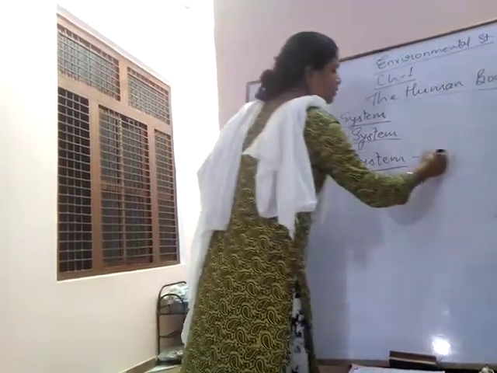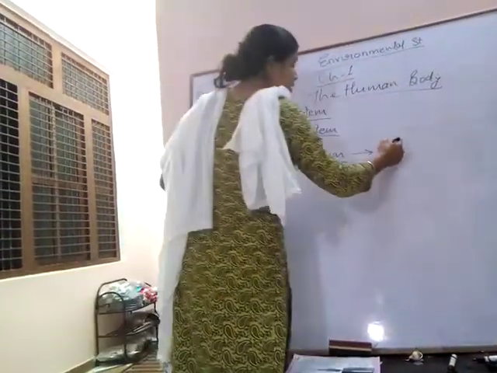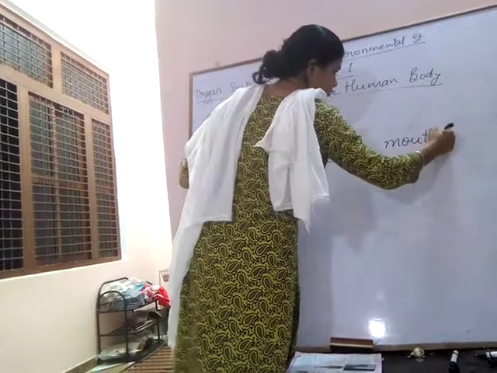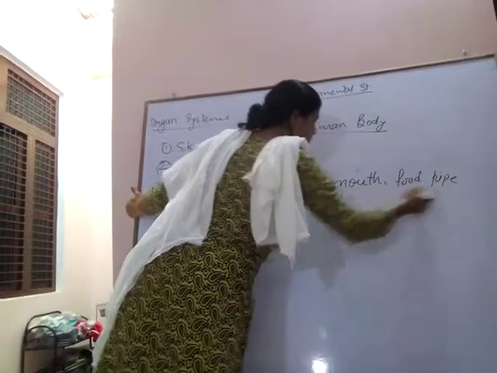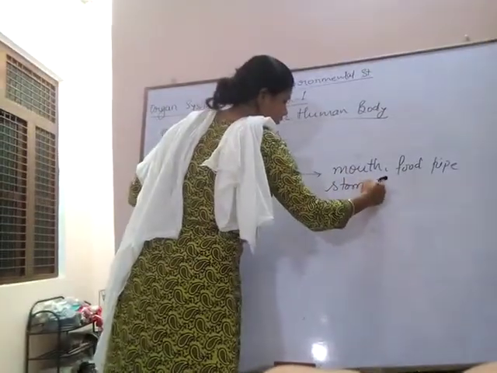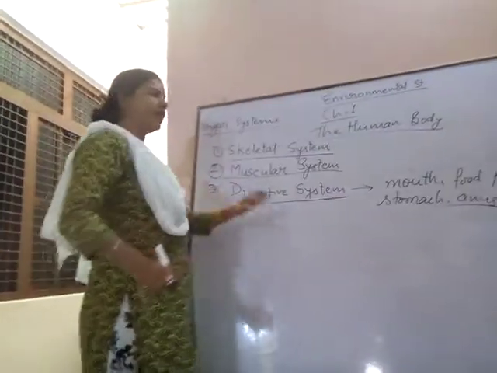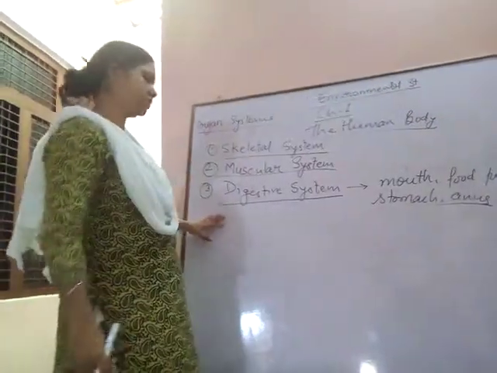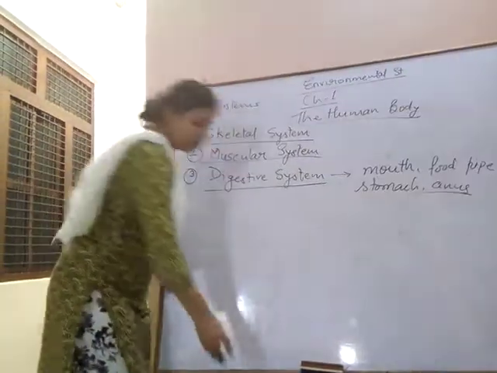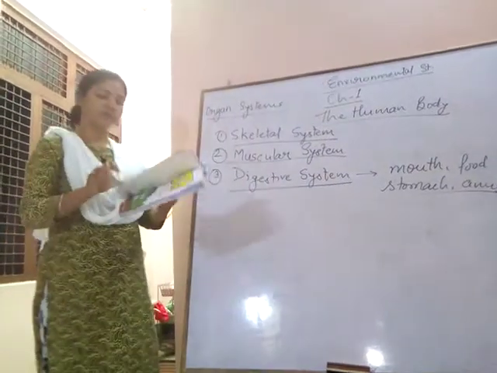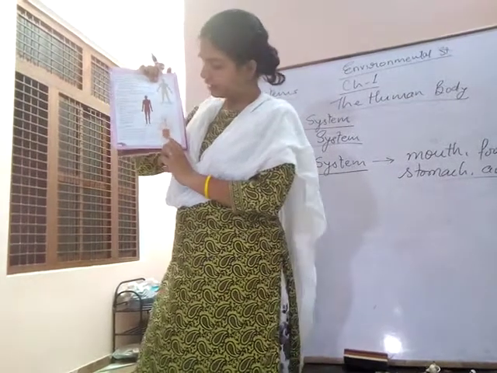So our digestive system starts from our mouth, food pipe, stomach, and the anus is the end point of the digestive system. So these are the parts of our digestive system. If you look at this photo, here you can see a very clear diagram.